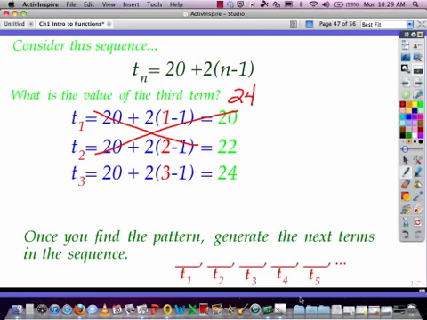Once you find the pattern, generate the next terms in the sequence. So if it asks for the first 4, first 5, first 6, you could do so quite quickly. And you are noticing as you go through here, there's a pattern. So when we see this is another just simple add 2, add 2, add 2, a little different than the last one looked though, because we started with a generic equation, formula.